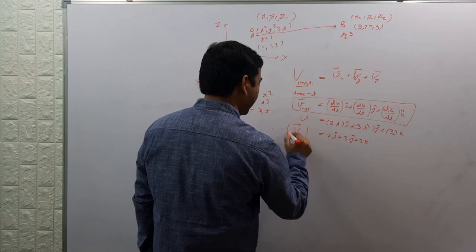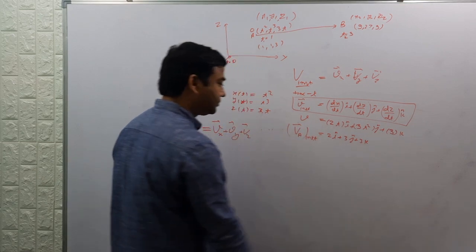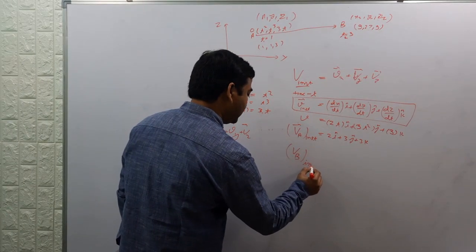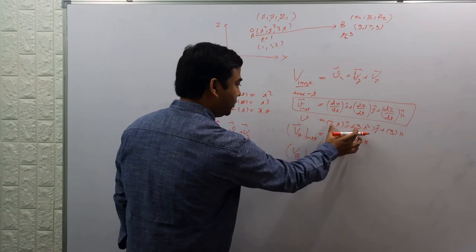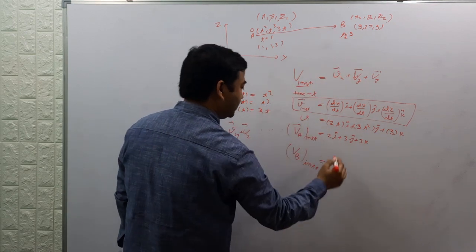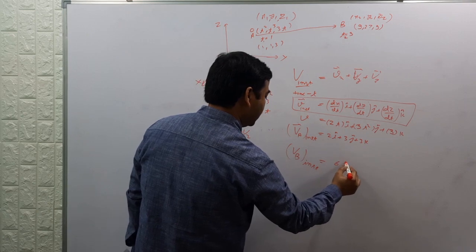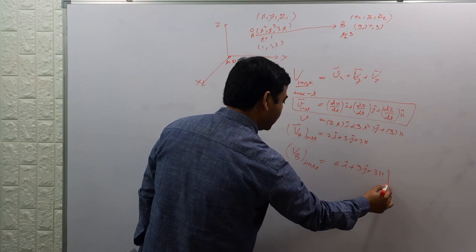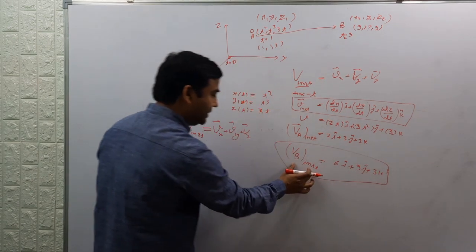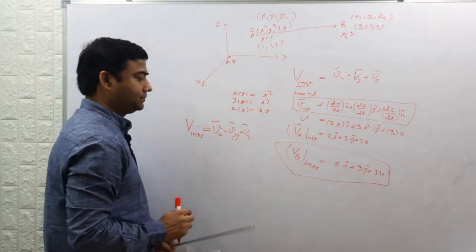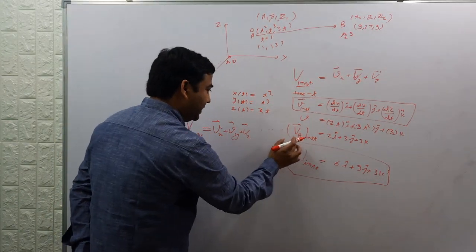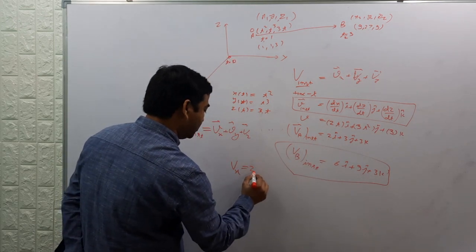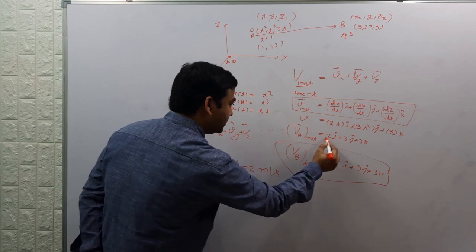VA instantaneous. Similarly, VB instantaneous is given by this same formula. Put t is equal to 3, hence 6i plus 9j plus 3k. This is V instantaneous at point B, whereas at point A, V instantaneous in x direction, you can say 2 meter per second, this value.